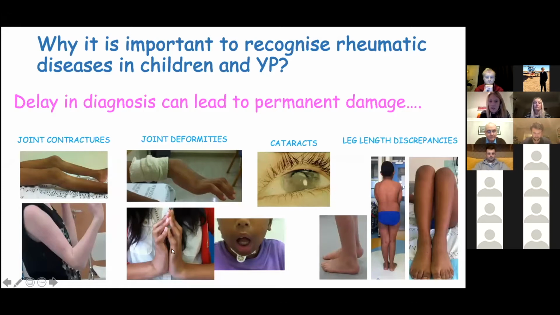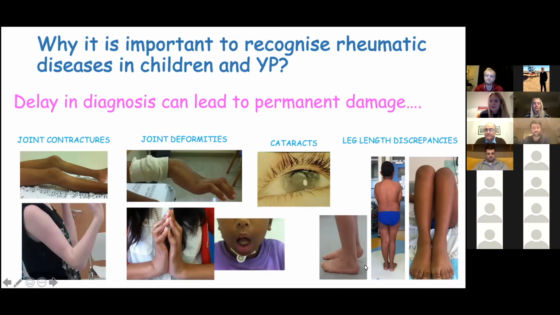This person can't straighten out her fingers. This poor child had such bad involvement of the TMJ, the joint in the jaw, that she had to have a tracheostomy because it was compromising her airway. Juvenile idiopathic arthritis is the main type of arthritis, and we'll come on to it a bit later, but it's got this association with uveitis, inflammation in the eye. And if that's not picked up and dealt with quickly and promptly, you can end up with cataracts. And we have got children who have had to have surgery for cataracts, even at the age of about 5.